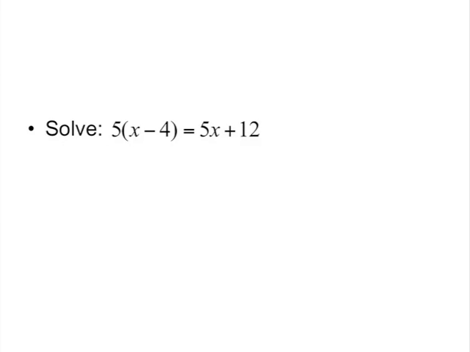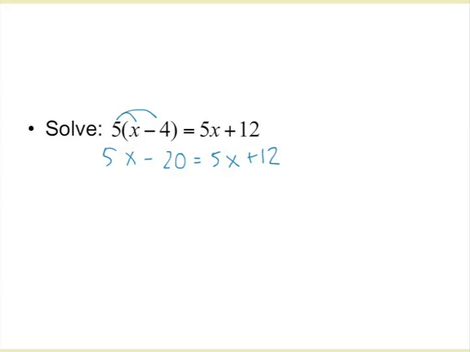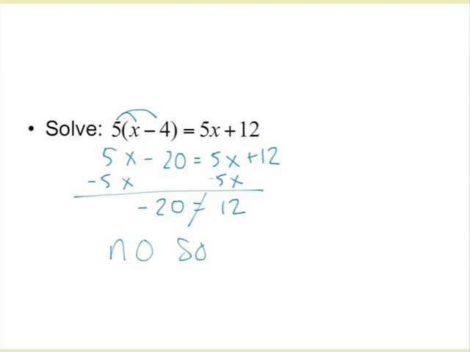The last thing we need to talk about quickly today is some weird things that happen in an equation. When I distribute through in this problem, I end up with 5x minus 20 is 5x plus 12. When I subtract 5x from both sides, I get negative 20 is 12. Is negative 20 12? No. But I don't think I did anything wrong. So I ended up with a statement that is not truth. What that means is there is nothing that will work for an x to make this equation true. This problem has no solution.